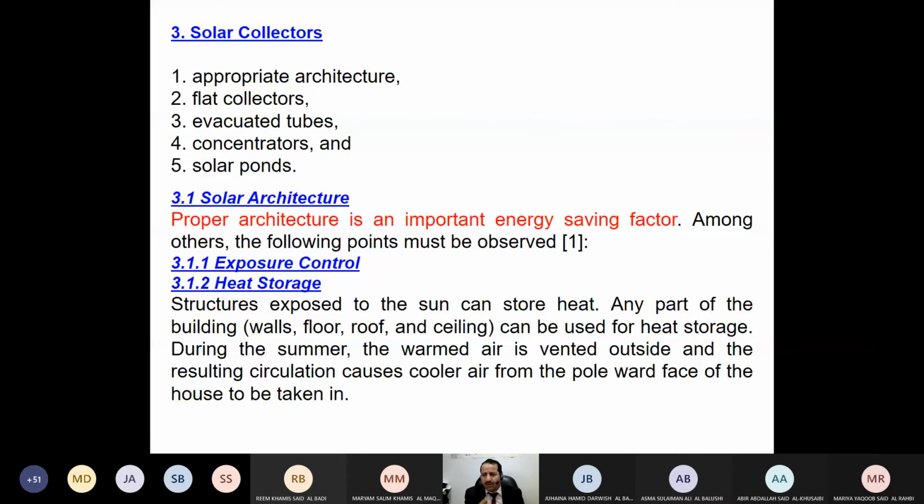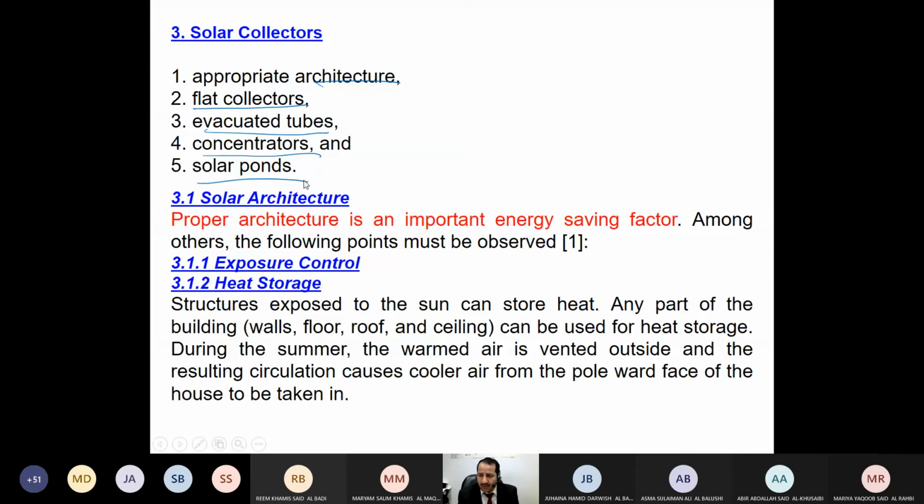Now let's see what collectors we are going to deal with. The collectors we are going to deal with are either part of the architecture of buildings, or flat plate collectors, evacuated collectors, concentrated collectors, and solar ponds in general.